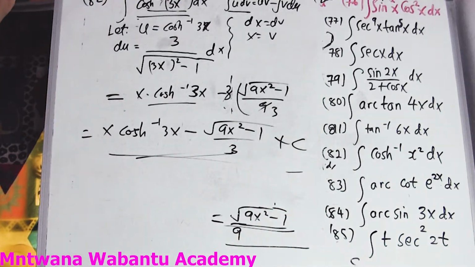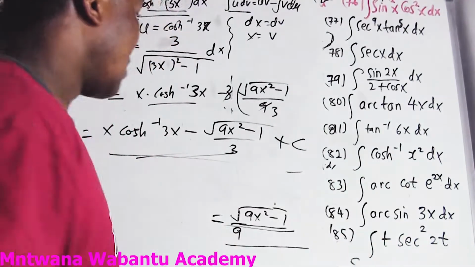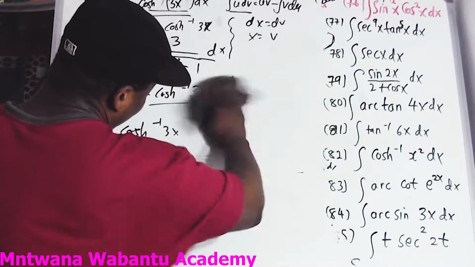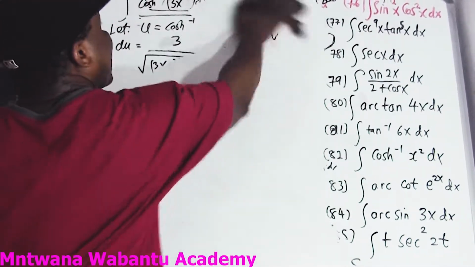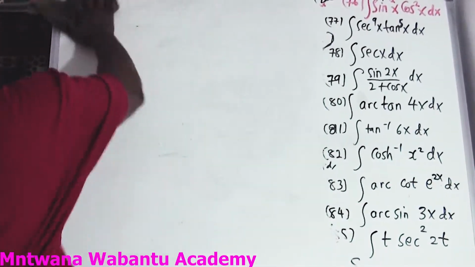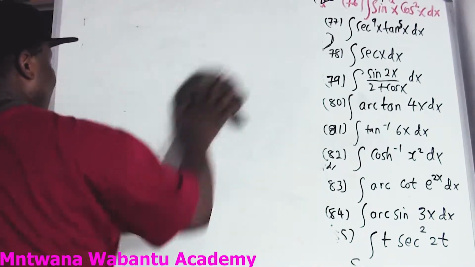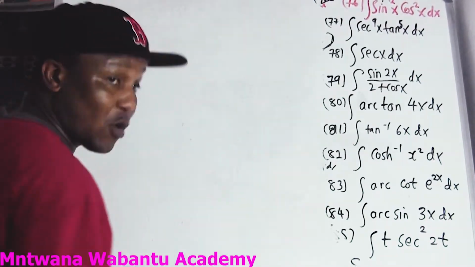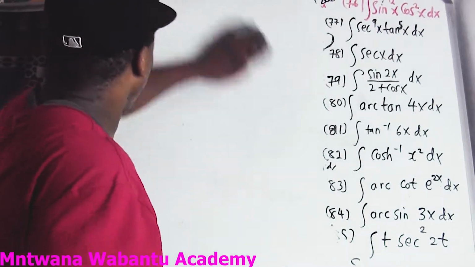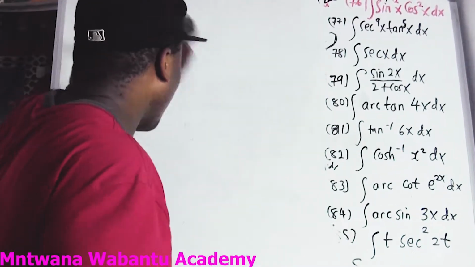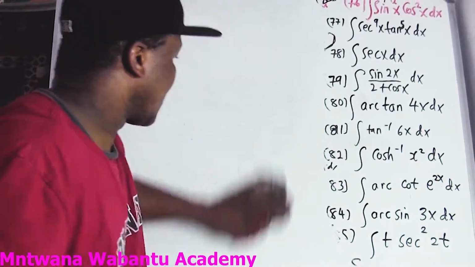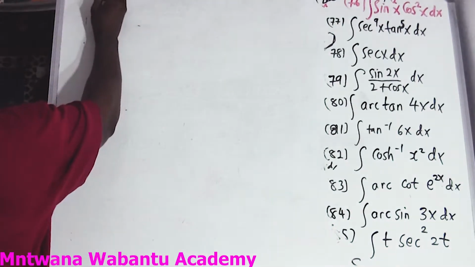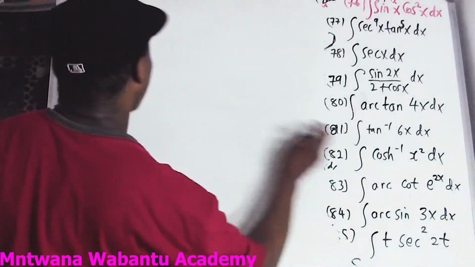Now we go to question number 83. It is also by parts as far as I see, but it's tricky also because you need to know all those forms of integrals of inverse trigonometry. Okay, now question 83.